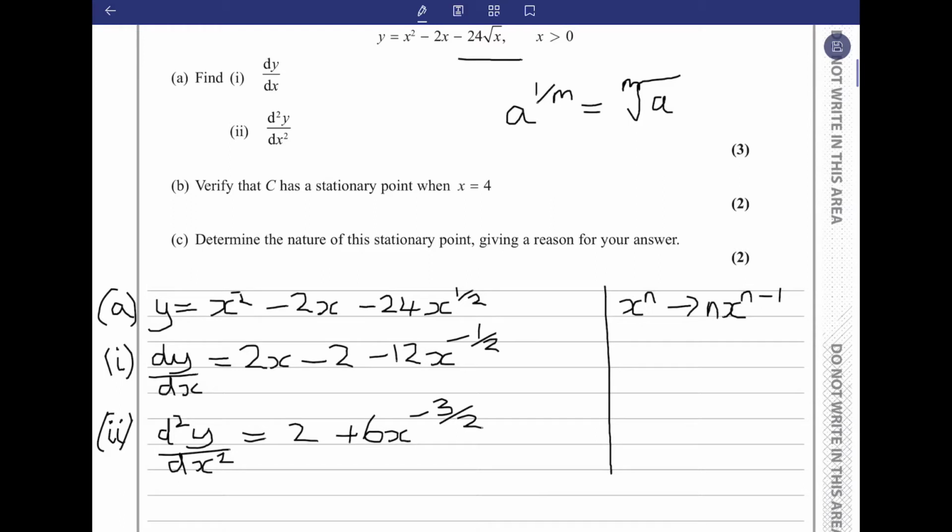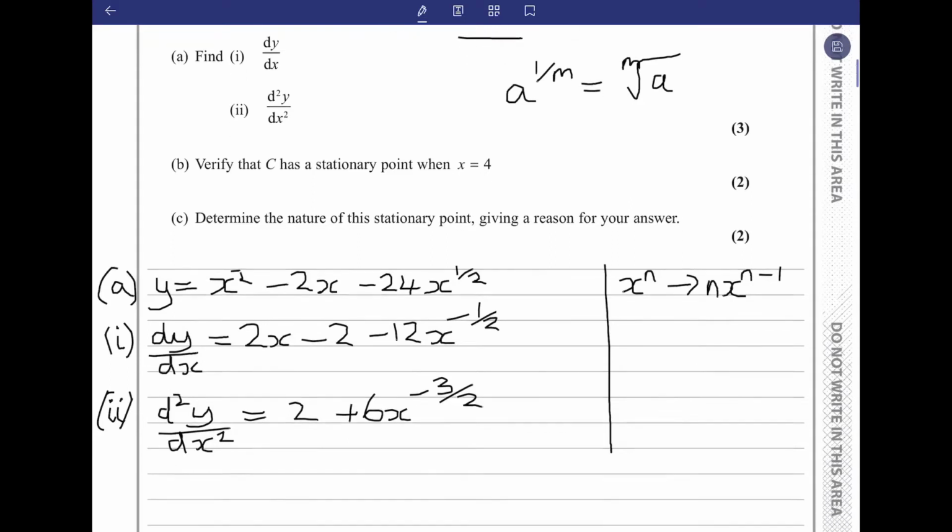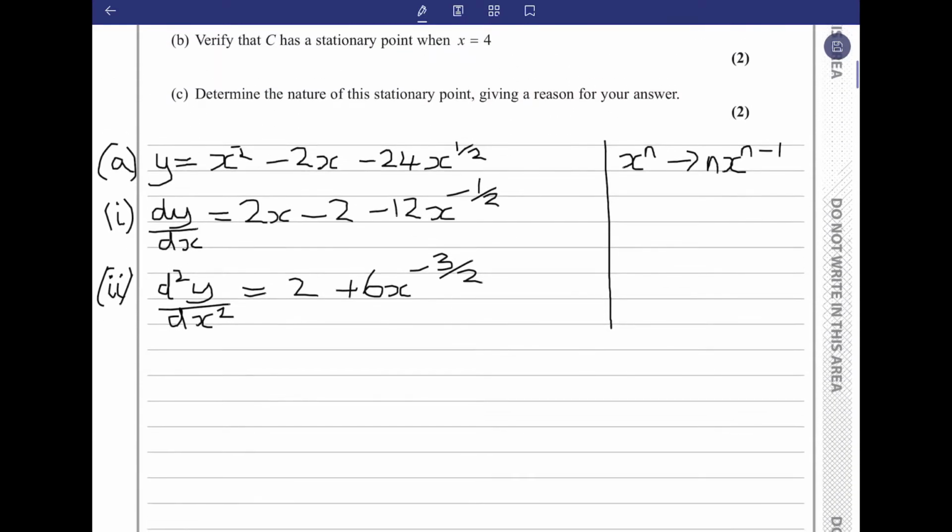And I'm not rushing these questions, guys, so just trying to take it nice and slow, make sure we don't make any silly mistakes, because that can always happen under the pressure of exams and whatnot. So there you go, we have the two derivatives. Now verify C has a stationary point when x equals 4. Let's go ahead and do that.